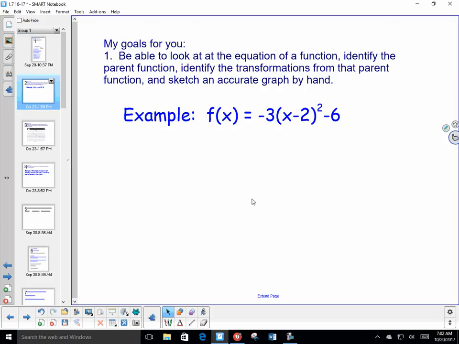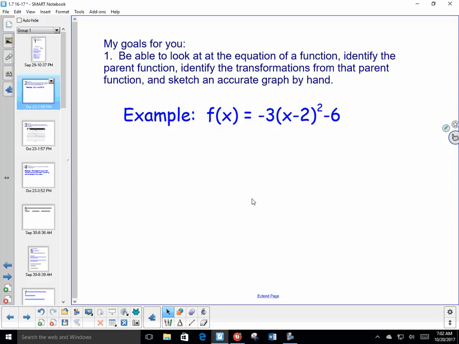In this section, I have 3 goals for you. The first goal is to be able to look at the equation of a function, identify the parent function, identify the transformations from that parent function, and to be able to sketch an accurate graph by hand.